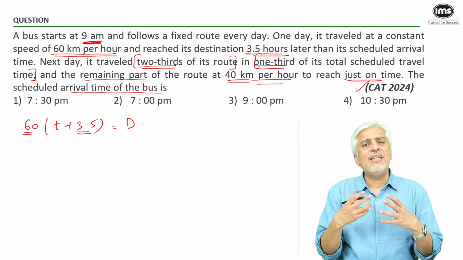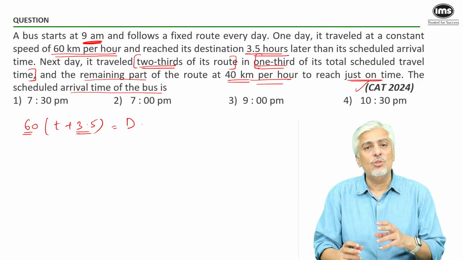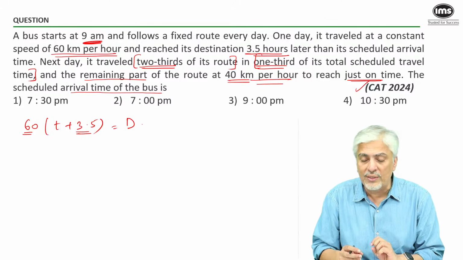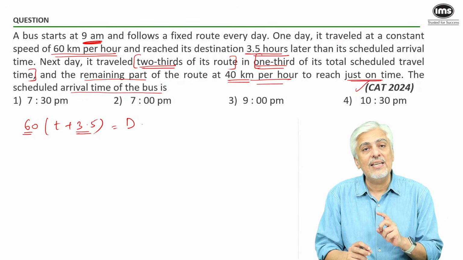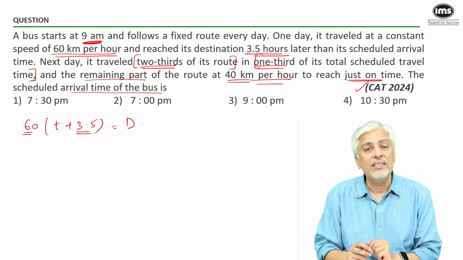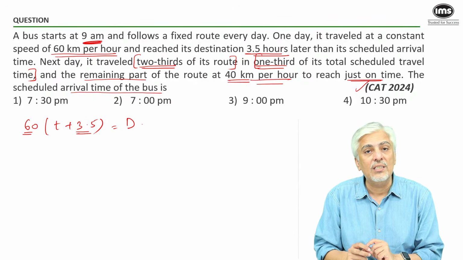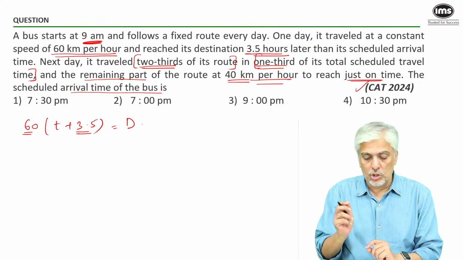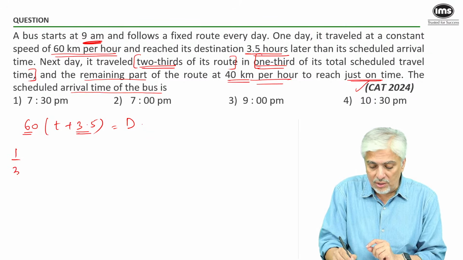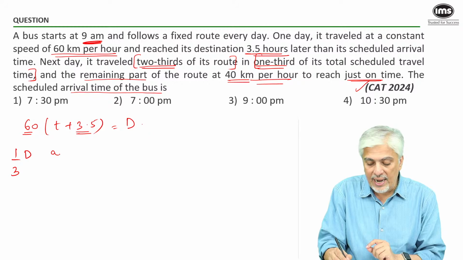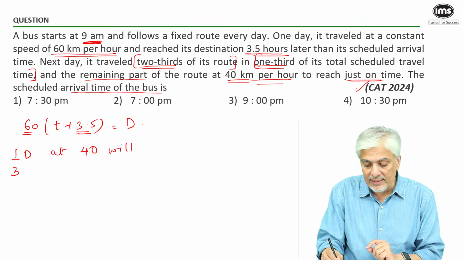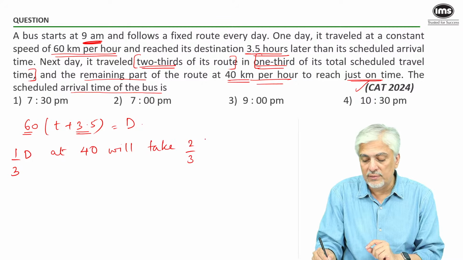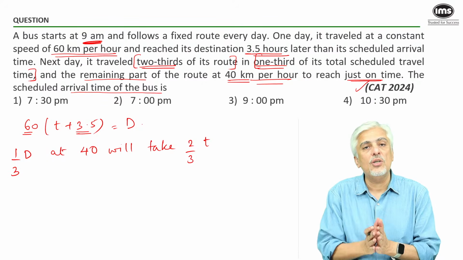So whatever time T hours were supposed available, it took 1/3 of the time to travel 2/3 of the distance. So now can I say when it traveled at 40 to do the remaining 1/3 distance? So 1/3 of the distance at 40 will take 2/3 of the time, and that should be your equation.